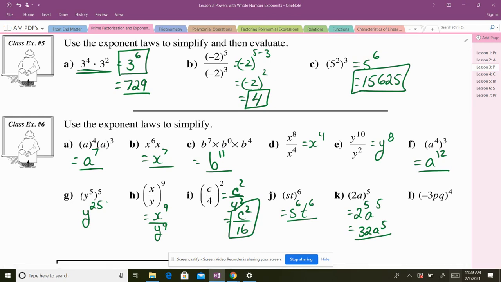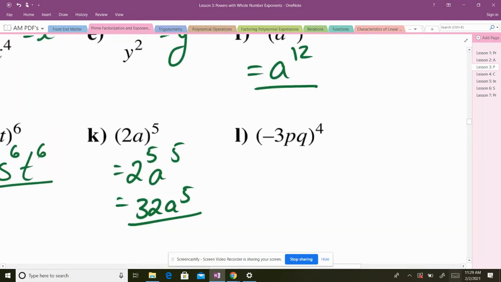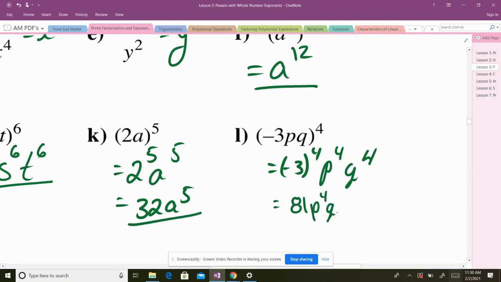Negative 3pq to the 4. We'll zoom right in on it just because it's the last one. Sorry, what was that? Negative 3, but we have to put it in brackets, right? p to the 4, q to the 4. What's negative 3 to the 4? People beat you to the punch, buddy. 81 p to the 4 q to the 4. All right, who's loving math right now?